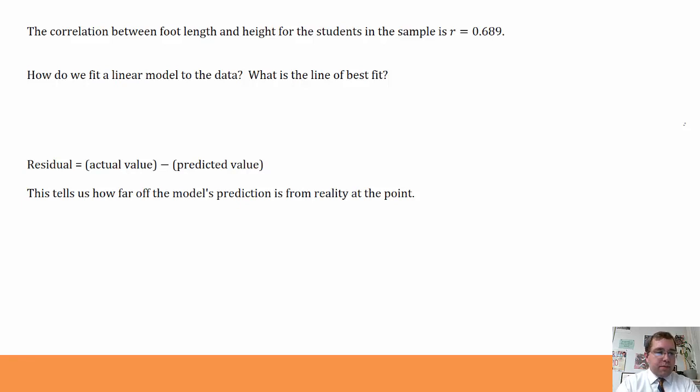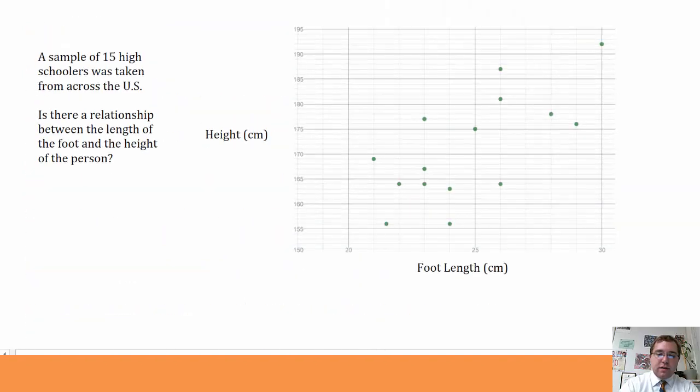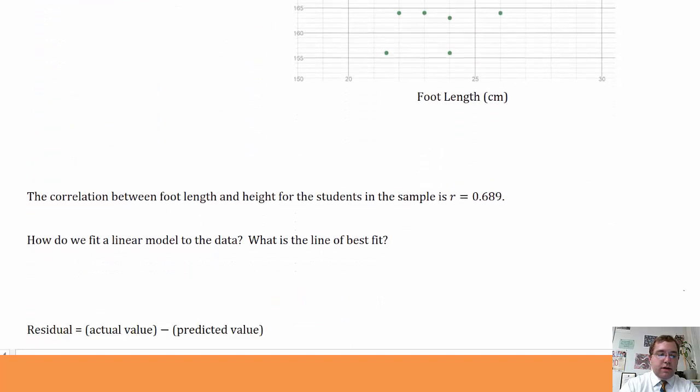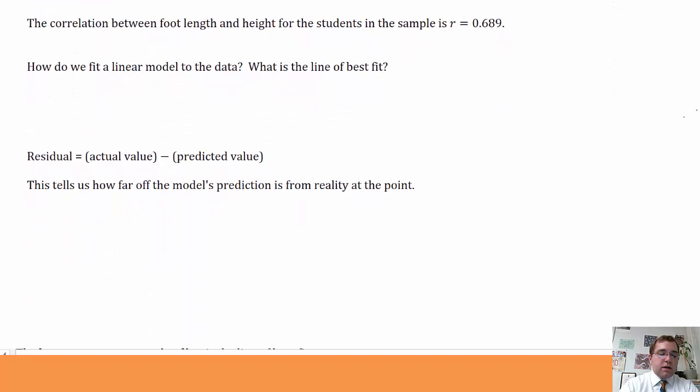But we want to go one step further. How do we fit a linear model to this data? How do we determine a line of best fit to fit these points in a way that it could be used as a model for the set of 15 points? In order to understand the line of best fit, we have to understand a concept called a residual.